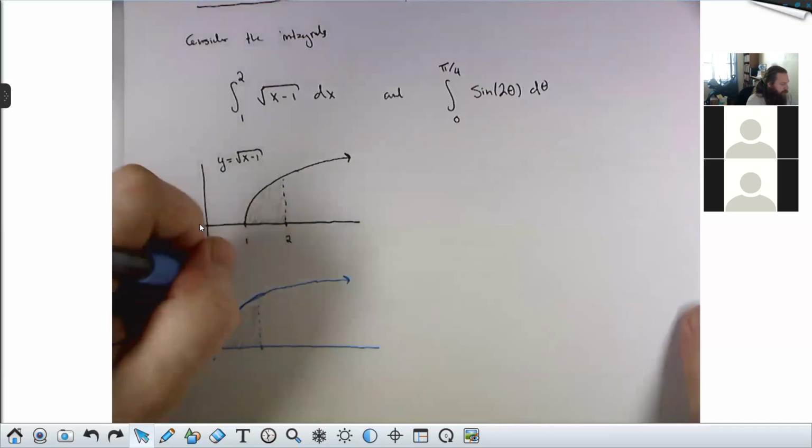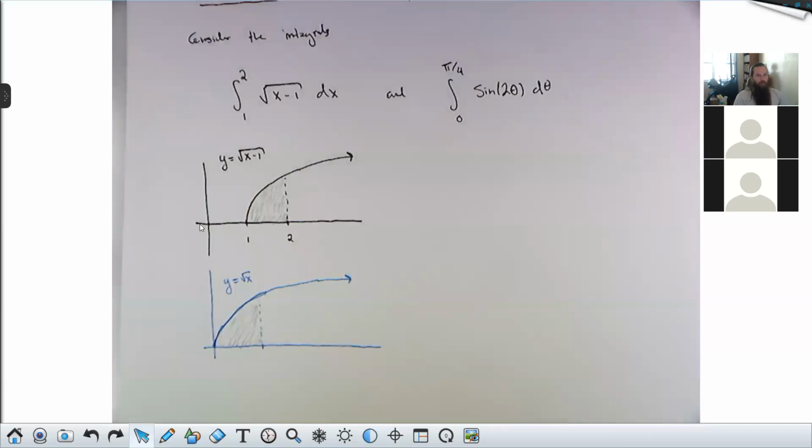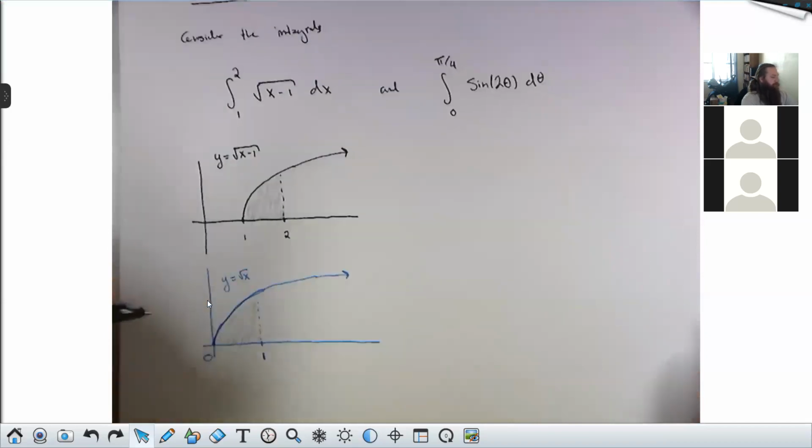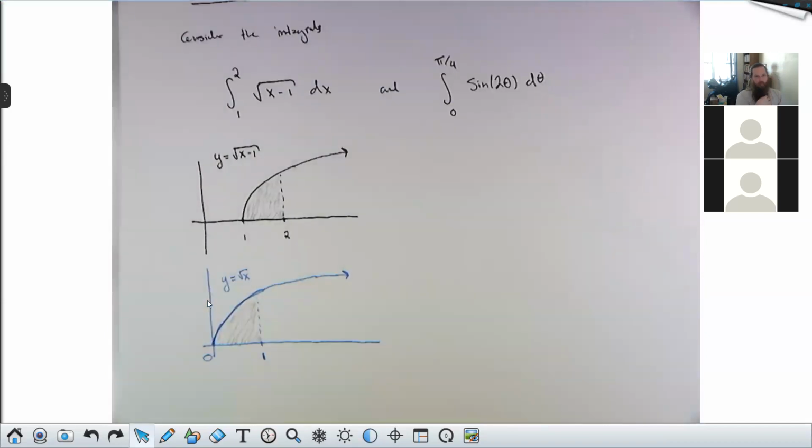So this is down here, y equals the square root of x. And I think we would all agree that the area here is the same as the area here. Right? It's the same curve. It's just shifted back over to the origin. Only now it's from 0 to 1. So instead of doing this integral, I could integrate from 0 to 1 the regular square root function.